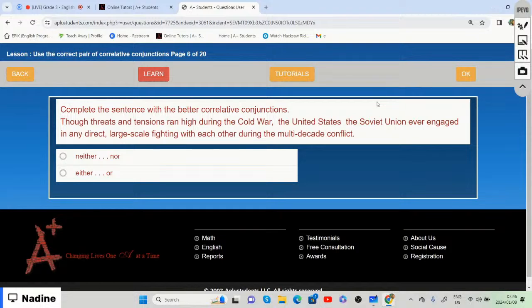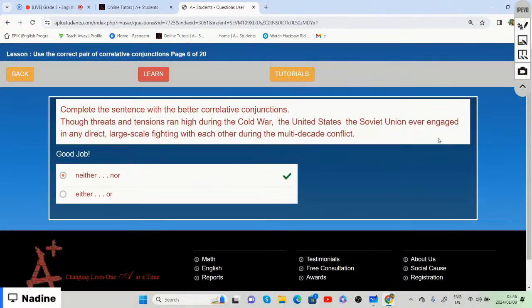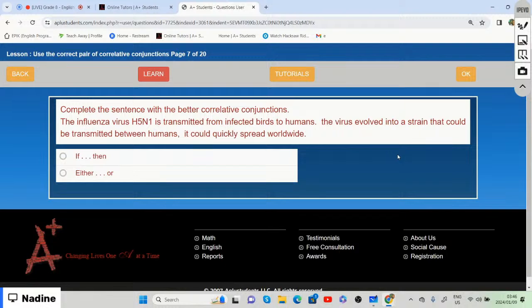All right, and if we choose the correct one, we will say though threats and tensions ran high during the Cold War, neither the United States nor the Soviet Union ever engaged in any direct large-scale fighting with each other during the multi-decade conflict, right? And we said neither nor, and that is correct. So well done. That one is correct. Let's do the last one.